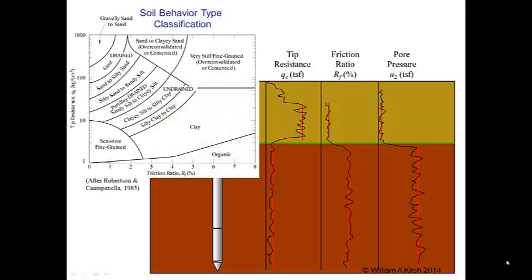We can use the CPT measurements to classify the soil based on its behavior. This is done using the chart developed by Robertson and Campanella in 1983. As you can see, this chart has different soil classification regions based on the measured friction ratio and tip resistance. The area in the upper left-hand corner of the classification chart is an area of high tip resistance and low friction ratio. Note that the area is labeled as a region of sands and gravels.